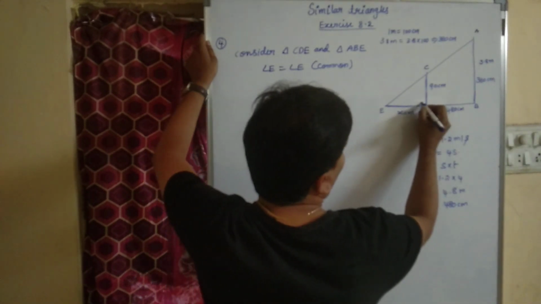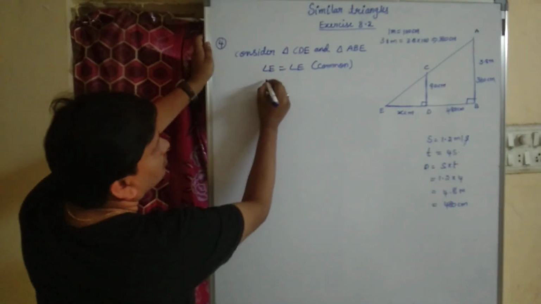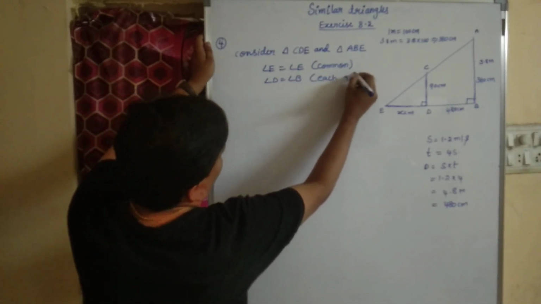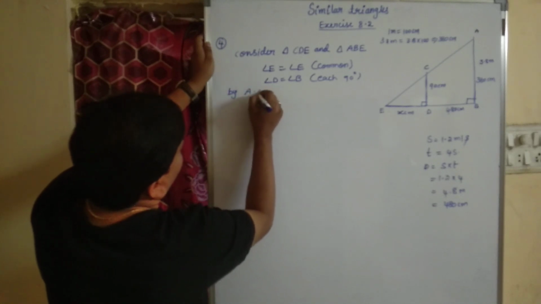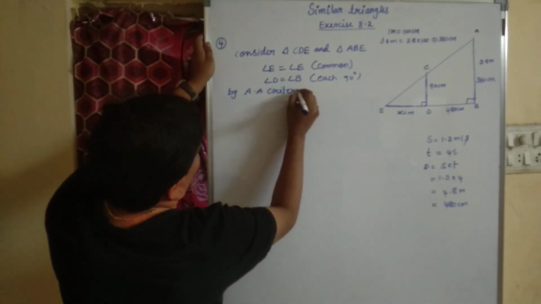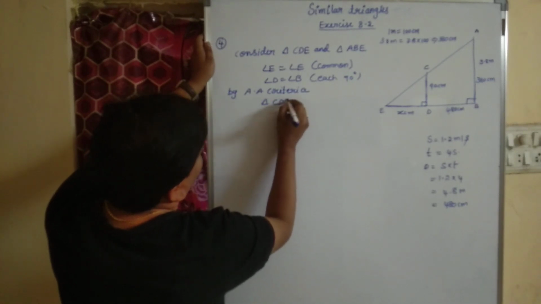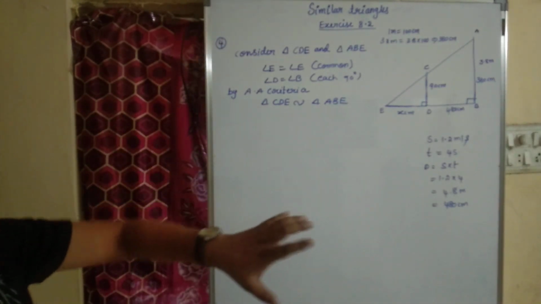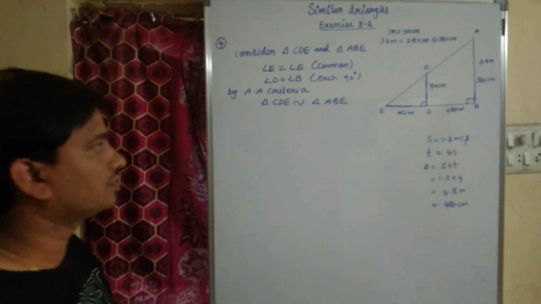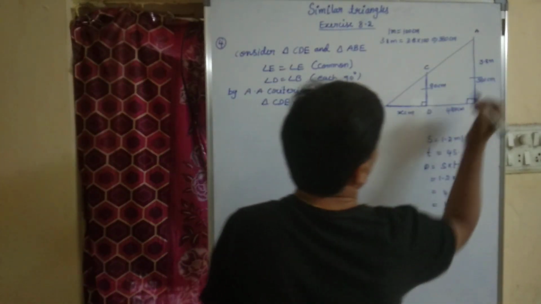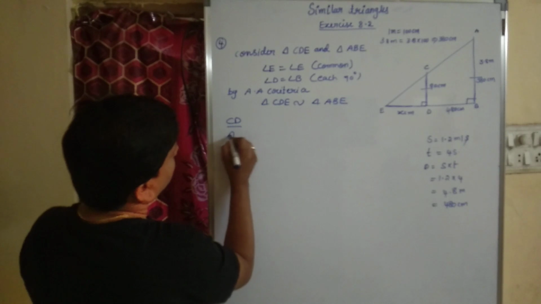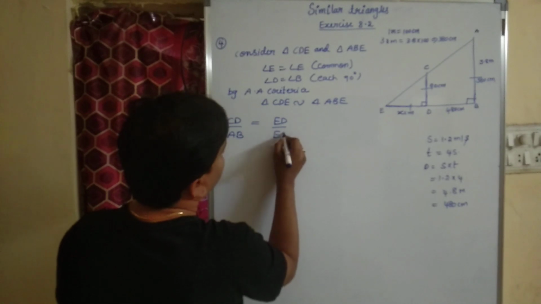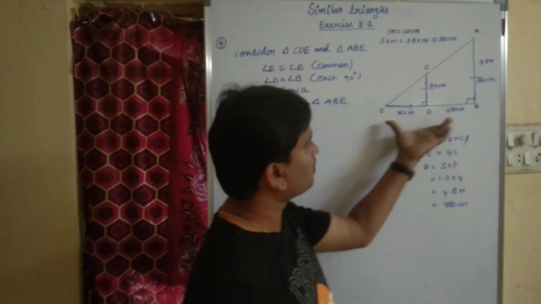And angle D equal to angle B, each 90 degrees. So by AA criteria, I can say that triangle CDE is similar to triangle ABE. They are similar triangles. If they are similar, their corresponding sides are in the same ratio. So the corresponding side of CD is AB, and ED corresponding side is EB.